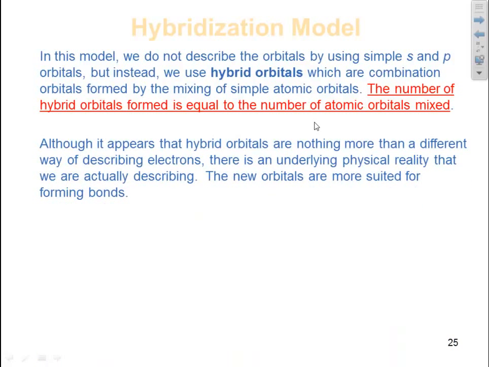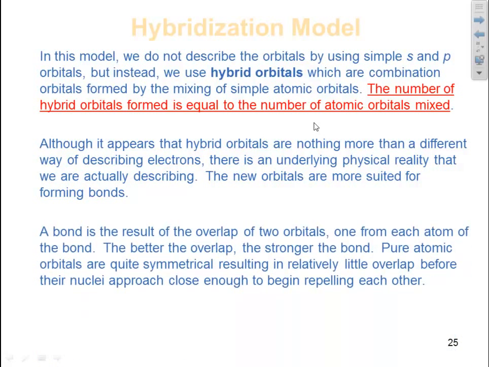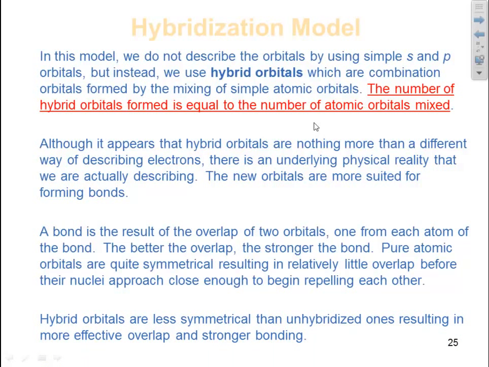Although it appears that hybrid orbitals are nothing more than a different way of describing electrons, there is an underlying physical reality that we are actually describing. The new orbitals are more suited for forming bonds. A bond is a result of an overlap of two orbitals, one from each atom of the bond. The better the overlap, the stronger the bond. Pure atomic orbitals are quite symmetrical, resulting in relatively little overlap before their nuclei approach close enough to begin repelling each other. Hybrid orbitals are less symmetrical than unhybridized ones, resulting in more effective overlap and stronger bonding.